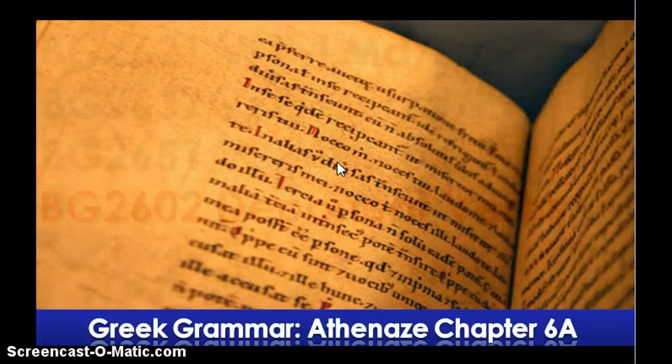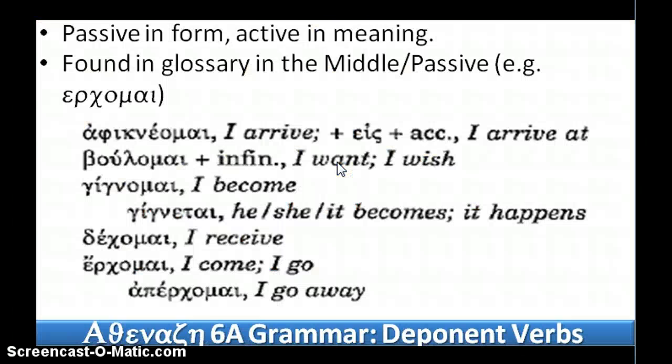Now, what does this mean? Let's take a look at it fully. You do have to worry about a lot of verbs in Greek being middles. They're very straightforward because they're found in the glossary in the middle passive. For example, erchomai. It isn't "I am comed" or "I come for myself." It is instead I come or I go. And then all the compounds, aperchomai, everything else. Ginomai, very common. I become. It's middle passive in voice, middle passive in construction, active in meaning. Boulomai, I wish. Aphikneomai, I arrive.